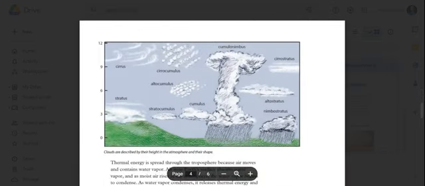Take a moment to look at this graphic of different types of clouds. Clouds are described by their height in the atmosphere and their shape.